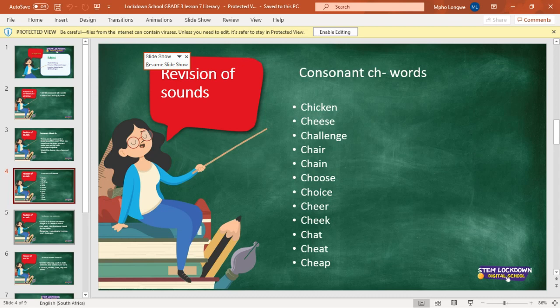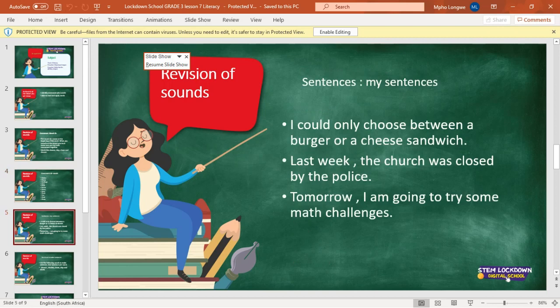I hope we wrote all the words down, and I will make these slides available. I think my voice is going away, but it's fine. These are the sentences that I did, and then I'm going to give you guys sentences that you should do on your own, which you're going to show for us in the Q&A. So here are my sentences. I could only choose between a burger or a cheese sandwich.